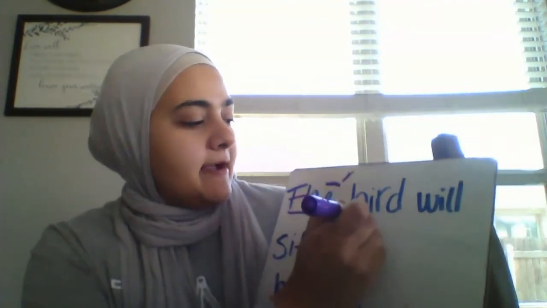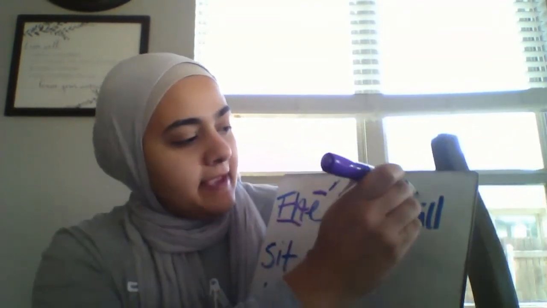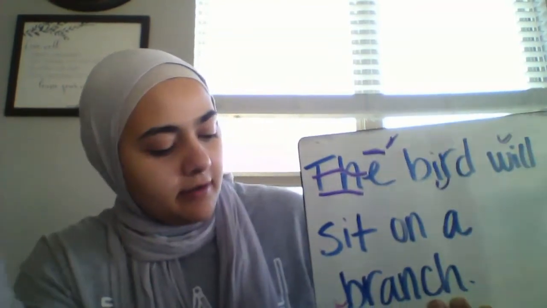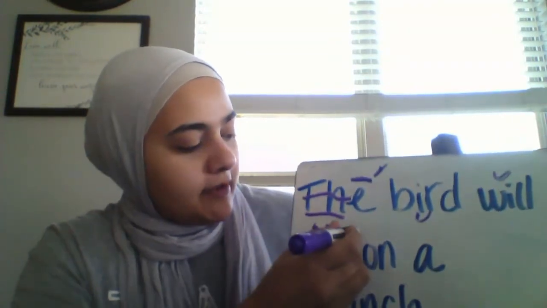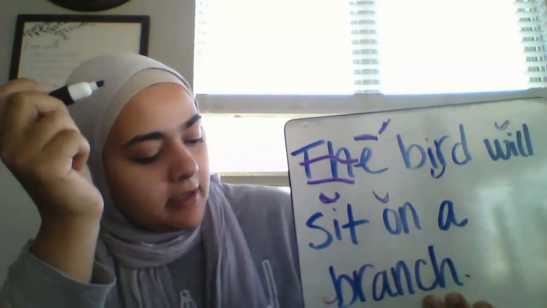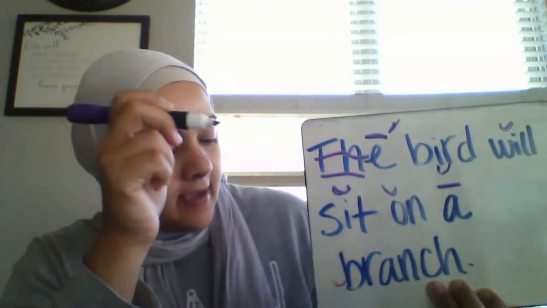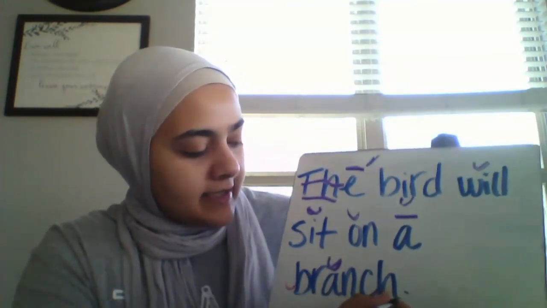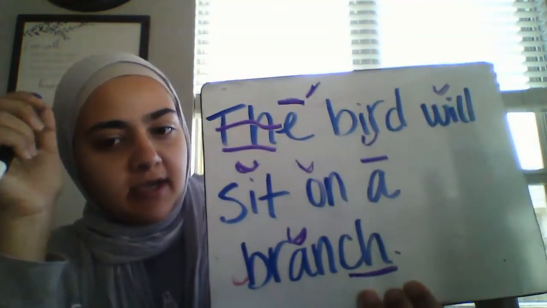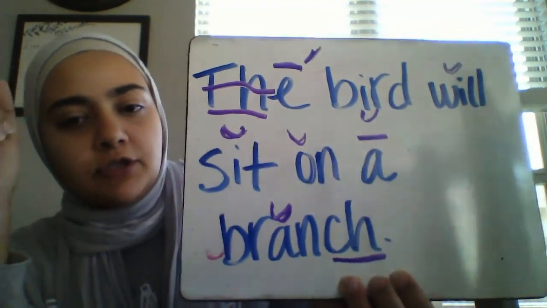All right, and then we have combination IR in bird. And then we have a breve over the I in will. And we have a breve over the I in sit. And then we have a breve over the O in on. And then we have a macron over A. And then we have a breve over the A in branch and underline digraph CH. Now let's read it together. The bird will sit on a branch. Very good.